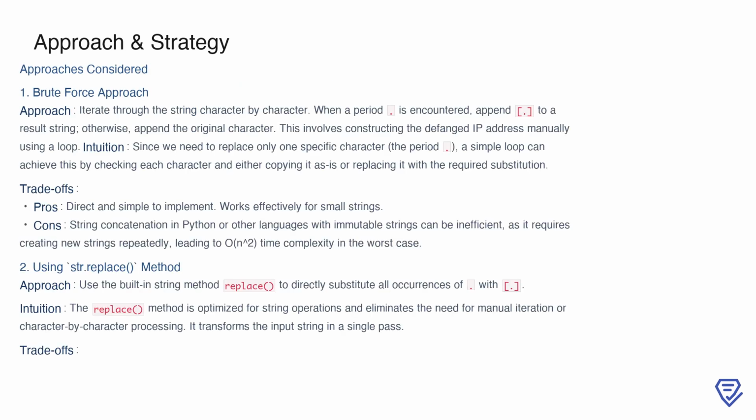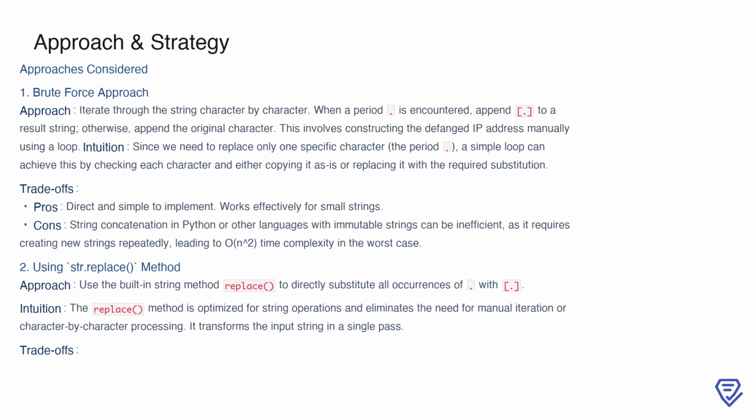To approach this problem, we considered several strategies. The first is the brute force approach, which involves iterating through the string one character at a time. As we go, whenever a period, or dot, is encountered, we append "[.]" to a new result string. For all other characters, we simply copy them over as is.